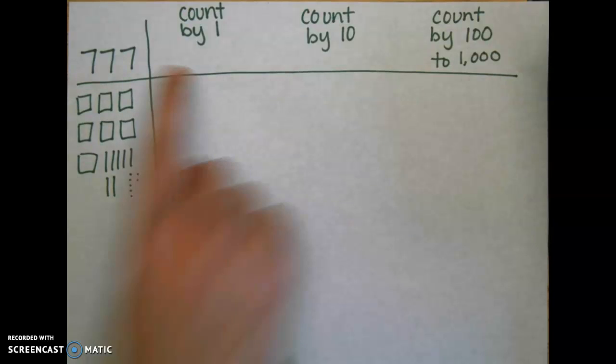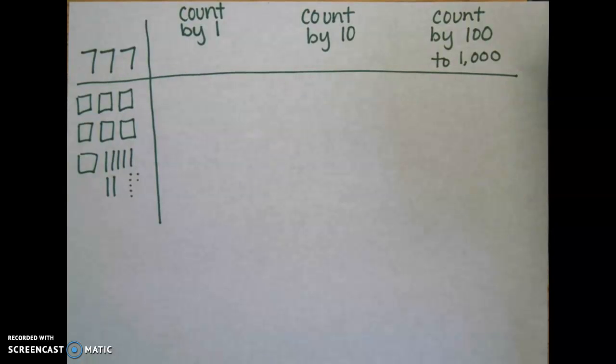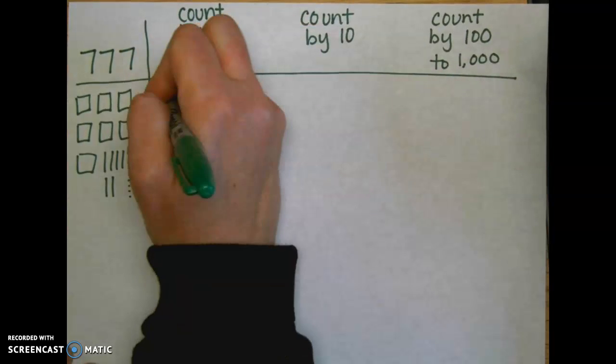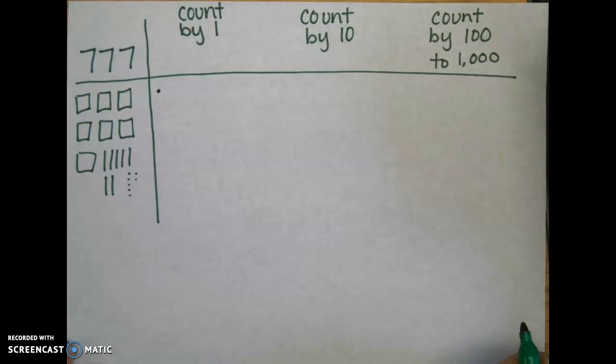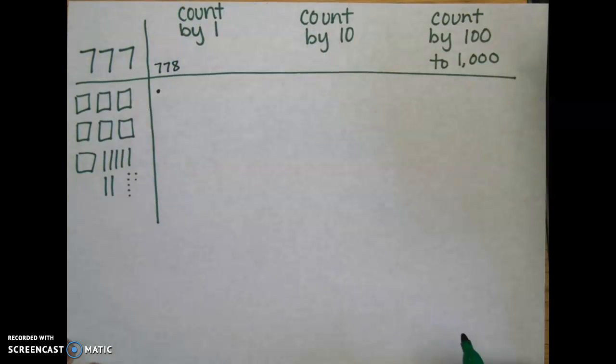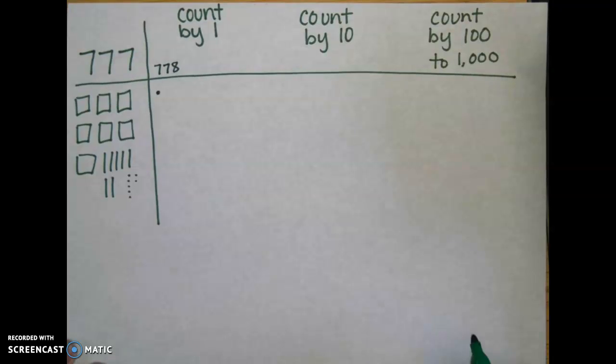So first we're going to start counting by ones. And when we do this, we want to get to a friendly number. And a friendly number is usually something that's a 10 or 100, something that's really easy to work with. So if we count from 777 by ones, and we add one more, we're going to be at 778. We're getting closer to a friendly number, but we're not there yet.